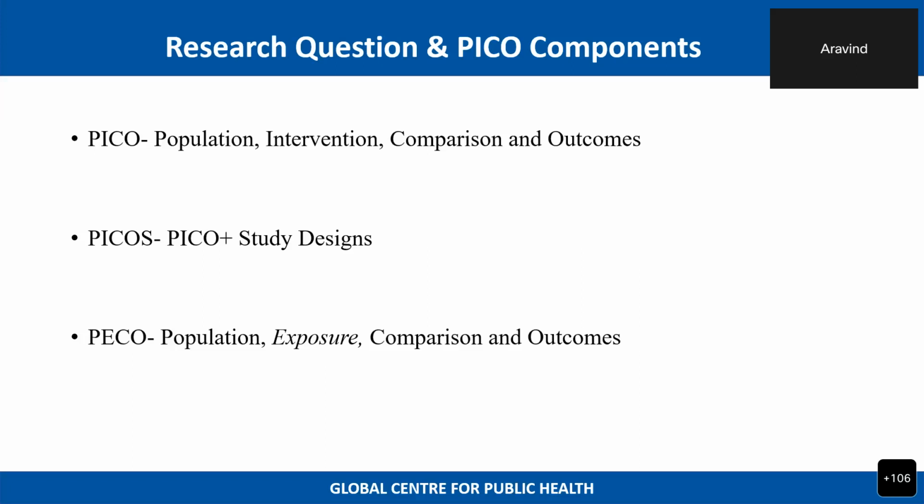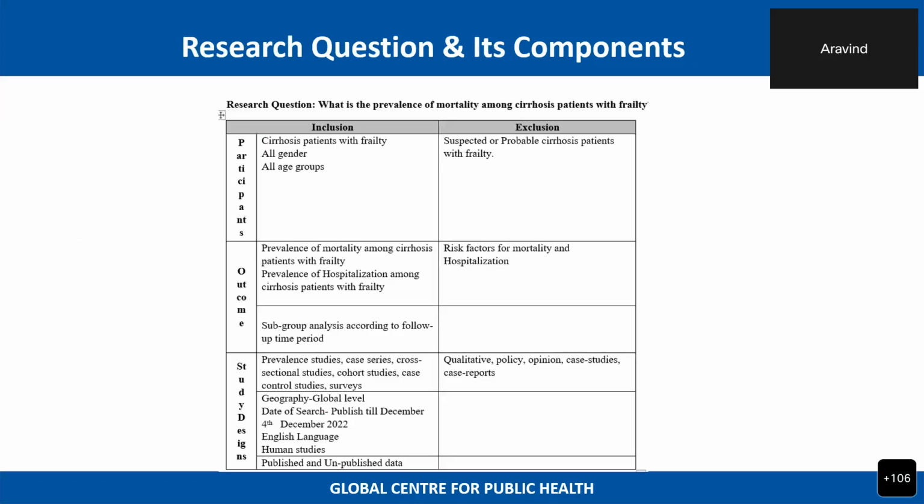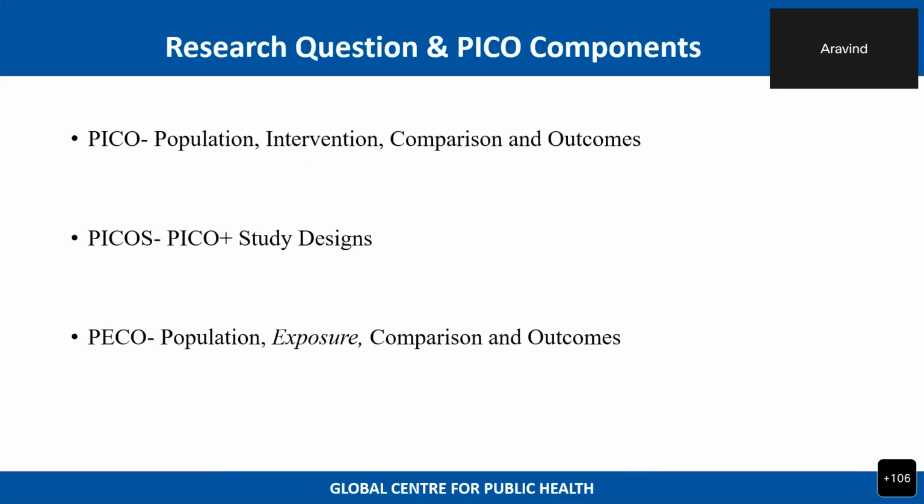Then we have another modified version of PICO called PECO, which is applied in observational analytical studies. Instead of intervention, here we use exposure. Now, what do we mean by population? Population means the study population, the population of interest in which we are trying to find out the outcome. Intervention means our intervention of interest, the effect of a particular intervention which we want to study. Comparison can be with the existing standard treatment or it can be placebo. Outcome means what we are trying to study, the quantifiable effect.